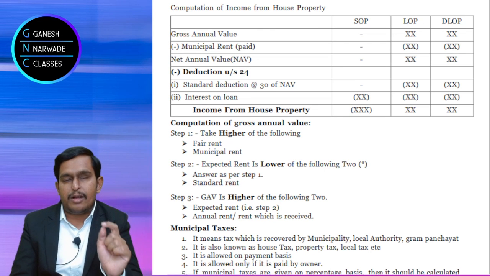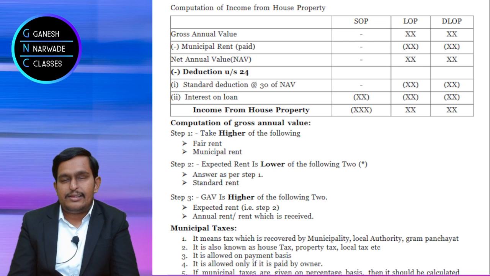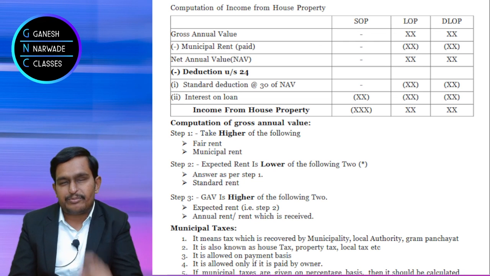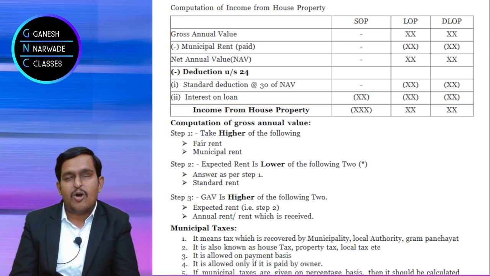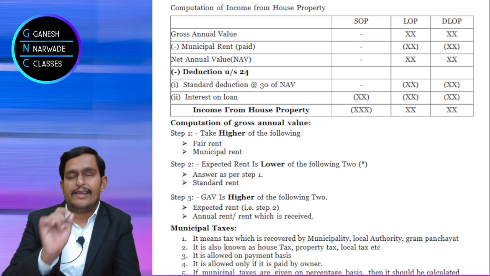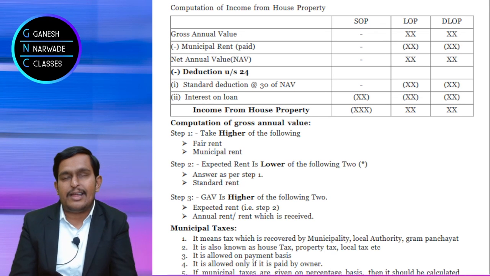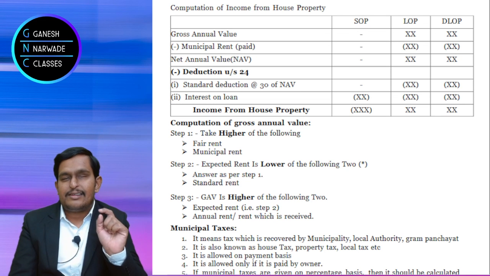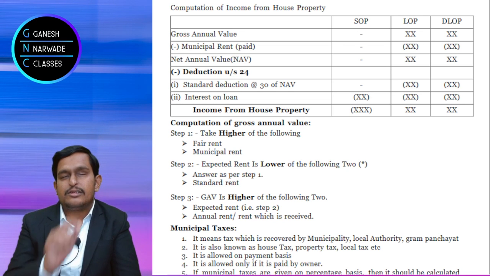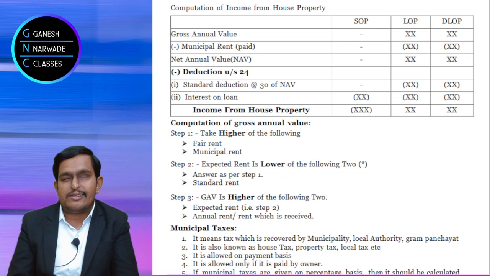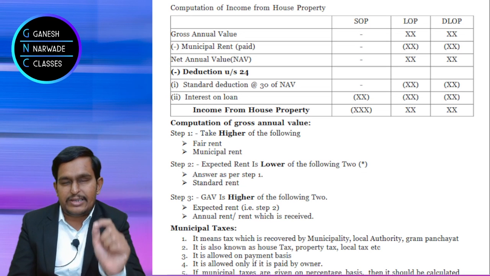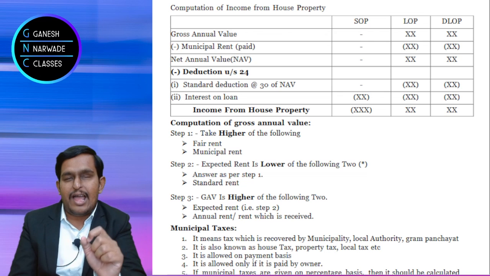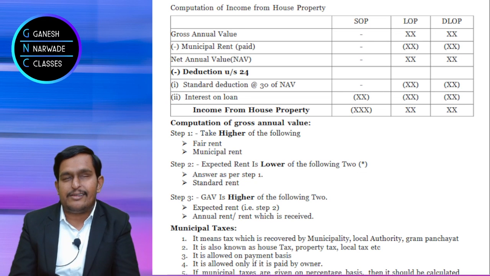That higher value, compare with standard rent in step 2. Here you will take whichever is lower. So higher as per step 1 or standard rent, whichever is lower. This is called expected rent. Some books call it reasonable expected rent. Once you get this, then in step 3 we will value the gross annual value. What is gross annual value? Higher of expected rent as per step 2 or actual rent, whichever is higher.